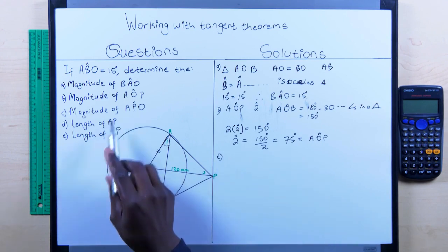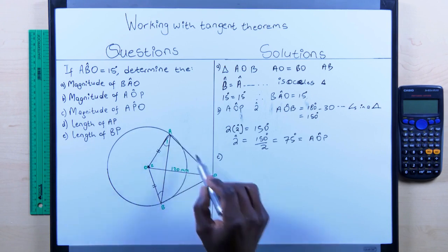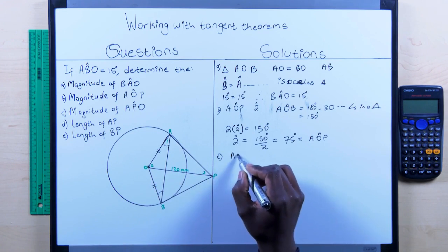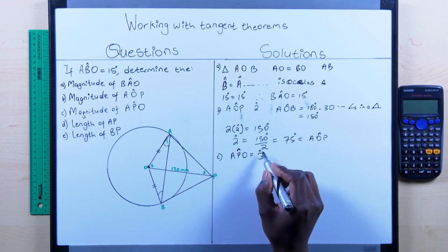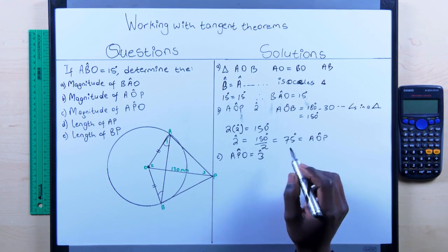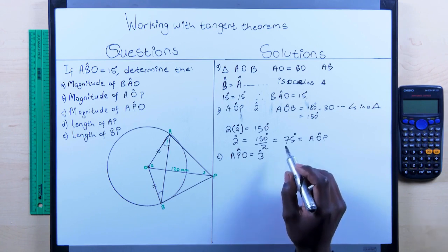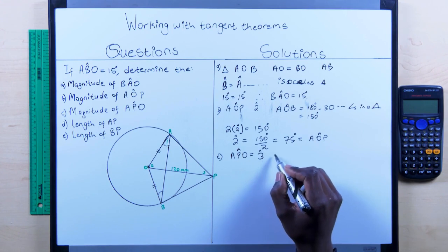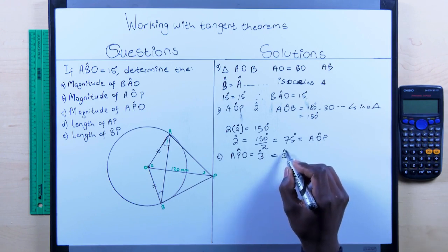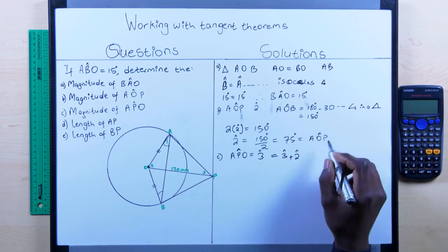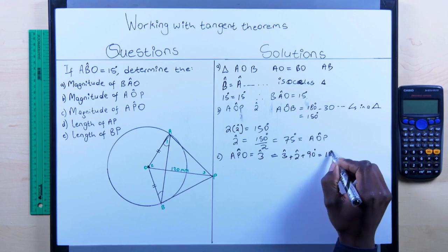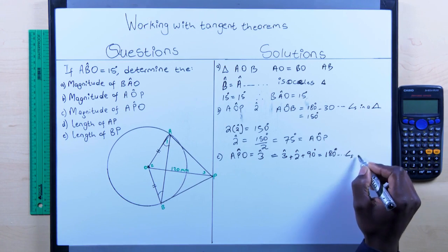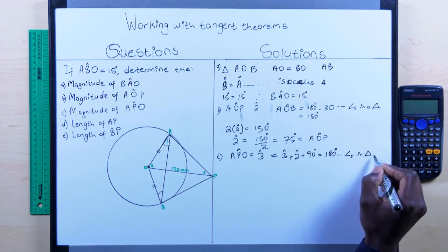Let's look at number C. We want to find the magnitude of APO. So we want to find angle 3. What we know is that interior angles of a triangle sum up to 180. That means that angle 3 plus angle 2 plus 90 degrees should be equal to 180 degrees. Reason: angles in a triangle sum up to 180 degrees.